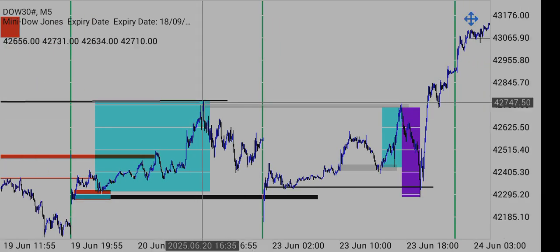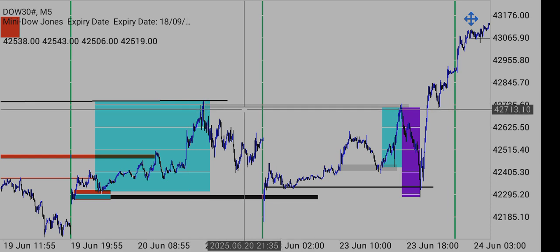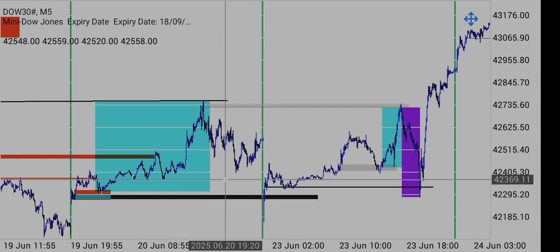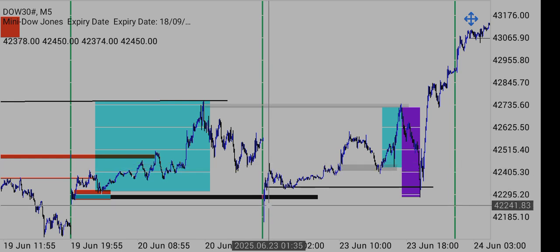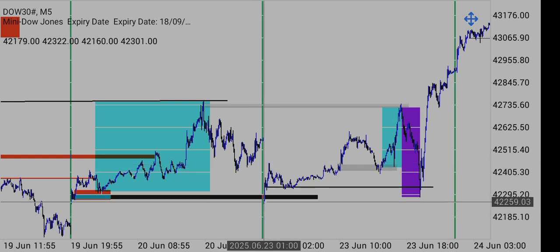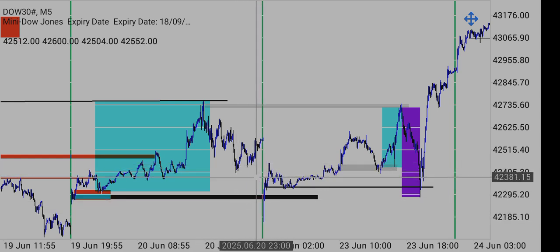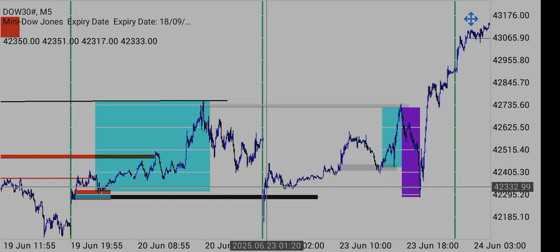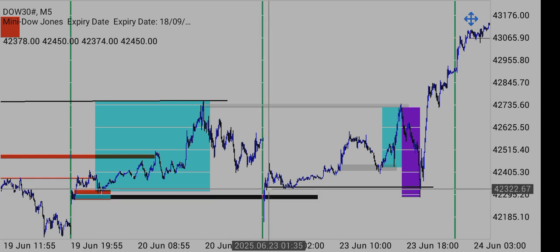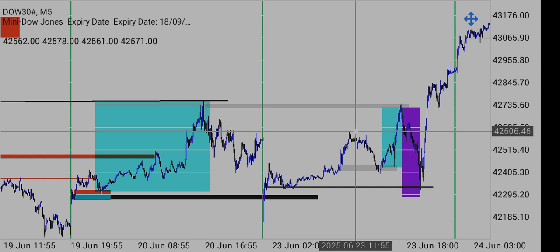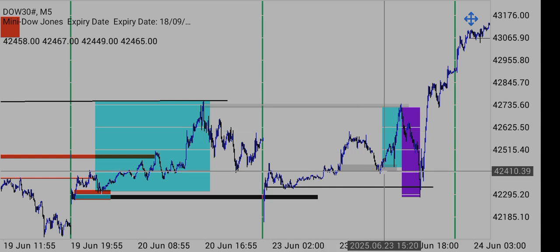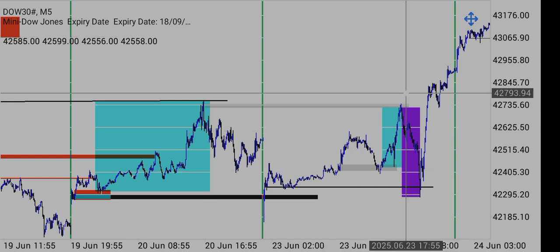Okay, so this was the buy side liquidity. This was the sell side liquidity. Price opens, takes this liquidity, goes down, takes this liquidity, sell side liquidity, goes up, retraces, and gives us an entry.